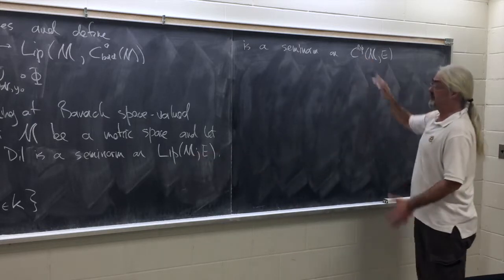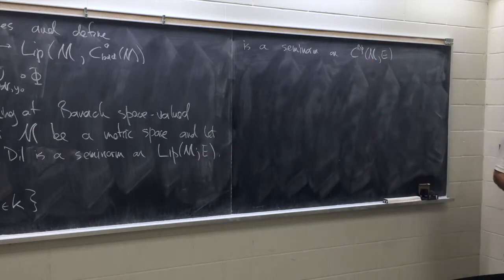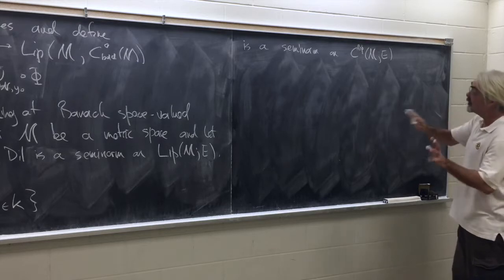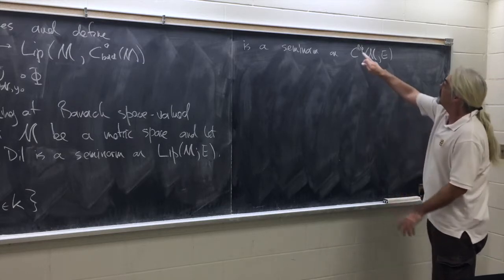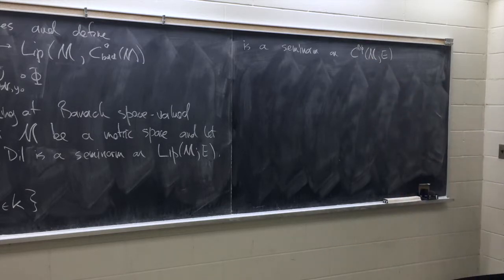This is Lipschitz mappings from M into E. When I write it like this, it's because I want to unify the notation of C^k, C infinity, C omega, and C hol for holomorphic. I want to include locally Lipschitz in that notation. So I write it as C lip like that. That means locally Lipschitz functions, not Lipschitz functions.